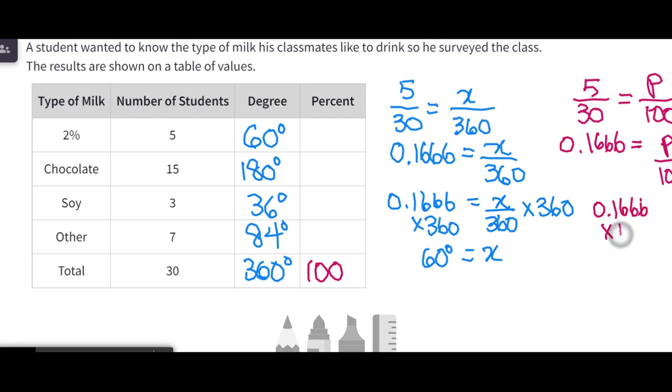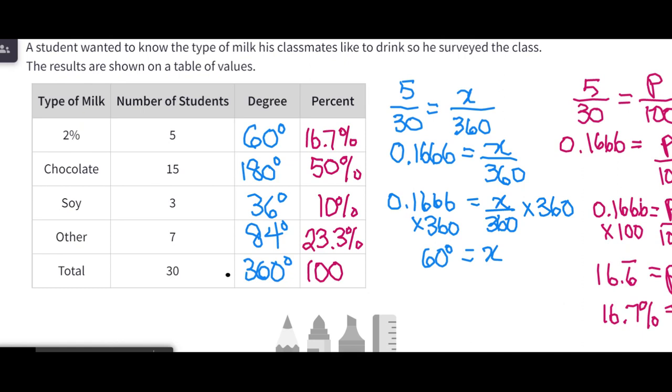Sorry, I don't have enough room, so I'm just going to write it at the bottom here. And then same thing on this side, over 100 times 100 because we want to get rid of that. And finally, you can put that into your calculator if you would like. It would be 16.66 repeating percent, which isn't very nice. So I would round this to maybe, let's say, about 16.7%. That would be our P. So you just put that right here. Okay, there we have it.